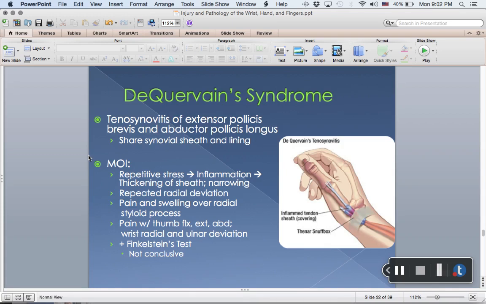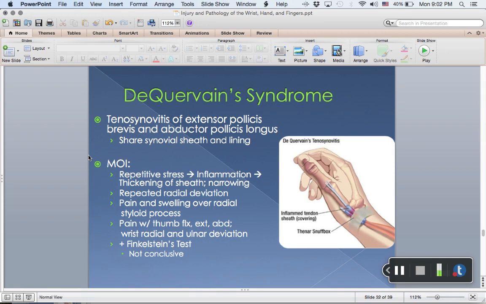So next, de Quervain syndrome. That's tenosynovitis of the extensor pollicis brevis and abductor pollicis longus. So they kind of share the same sheath and lining. So tenosynovitis is inflammation of that area. This is, well, what I've heard called gamer's thumb. So people who play PlayStation, Xbox, Game Boy, all that, it's more common than you think, get inflammation from that repetitive motion, and it can be pretty painful.